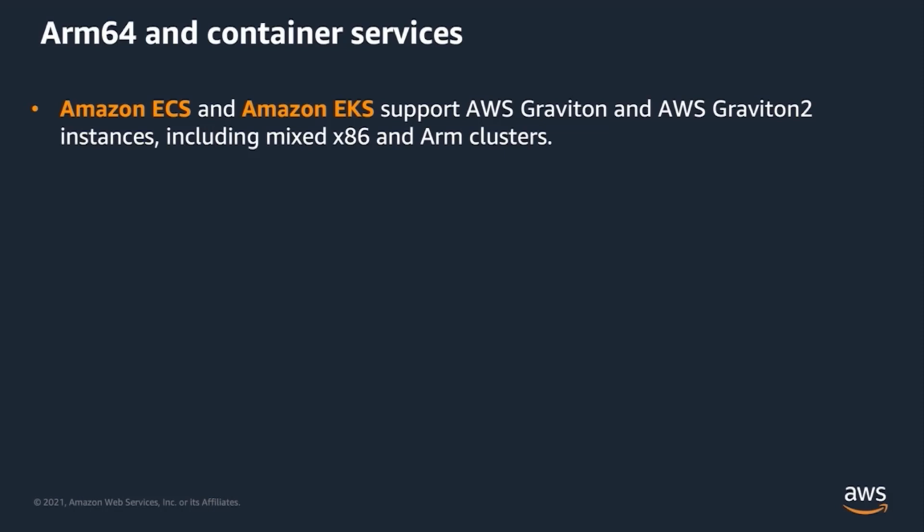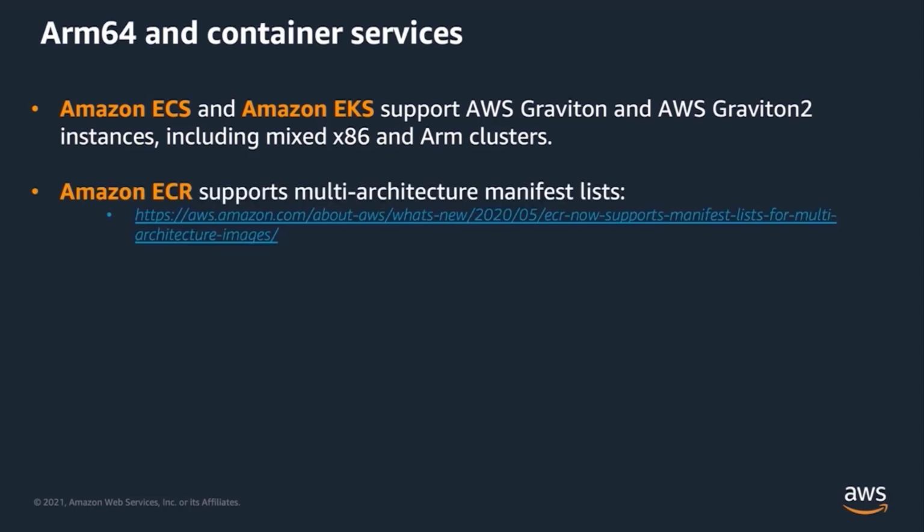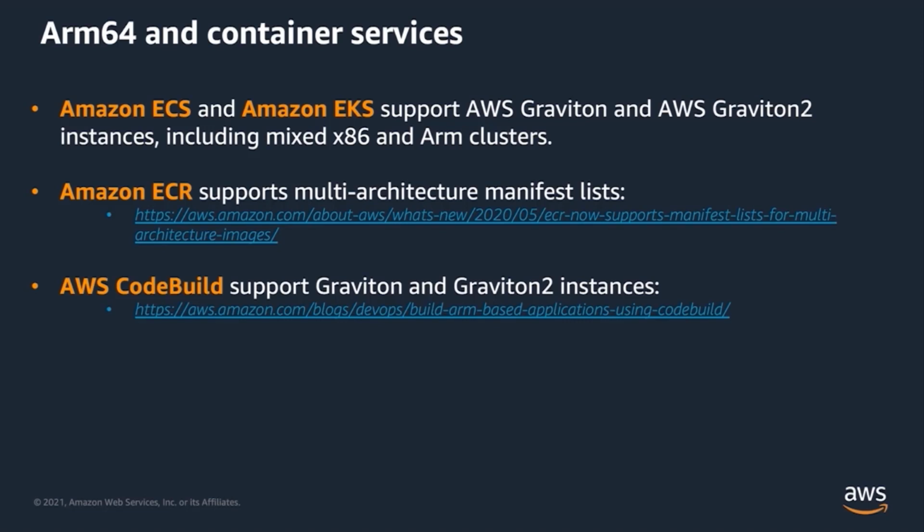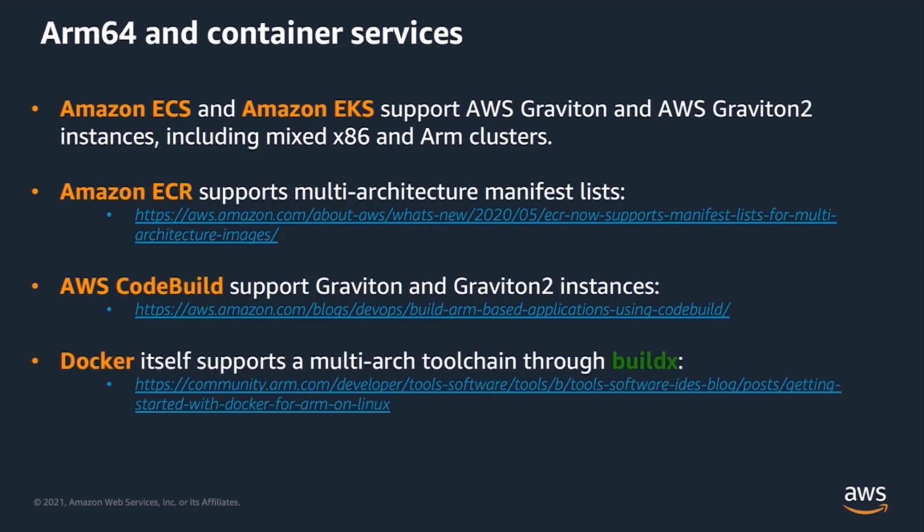As mentioned earlier, the container ecosystem on AWS has terrific support for Graviton 2 and ARM64. ECS and EKS both support Graviton 2-based instances as worker nodes. ECR supports multi-architecture manifests, and CodeBuild can be leveraged to build container images for both x86 and ARM-based instances in parallel. Docker itself supports a full multiple architecture toolchain through its new Docker buildx command.